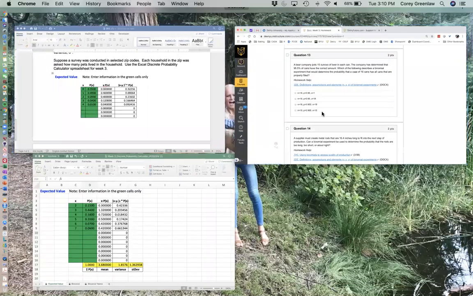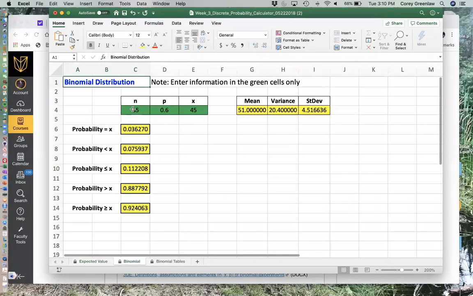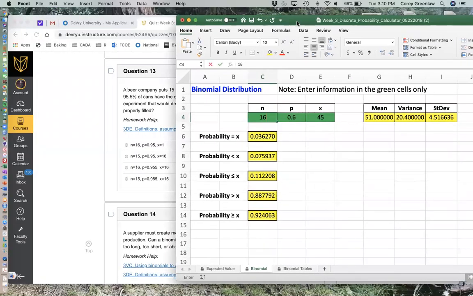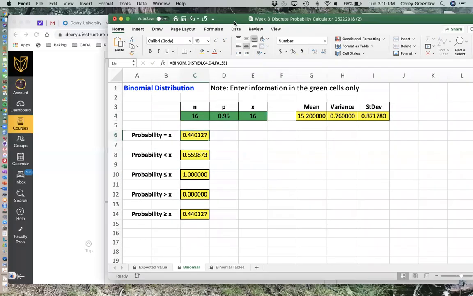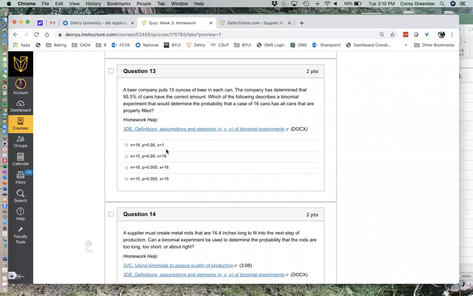This is just looking at the assumptions, but if you were to build this, and you were to say the N was 16 cans, because there's 16 total, the probability is 0.95, and the X value that you're looking at is all 16. It's the probability of having that happen. It's pretty low, 0.44. And so it'll calculate that for you, and it'll calculate the mean, standard deviation, and the rest for you as well. Now, this isn't asking for that, but it could be.